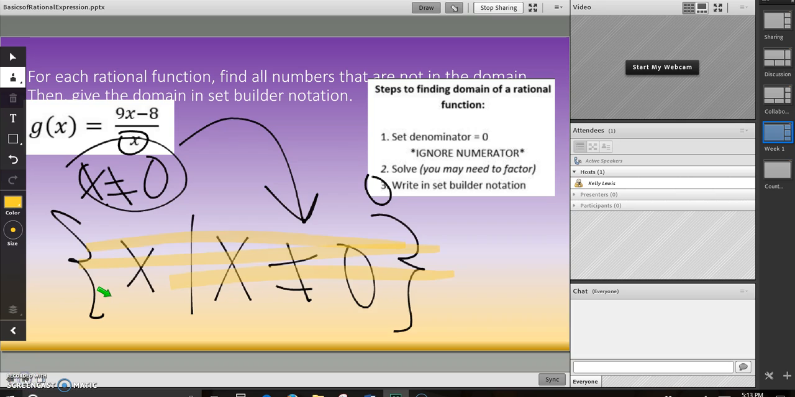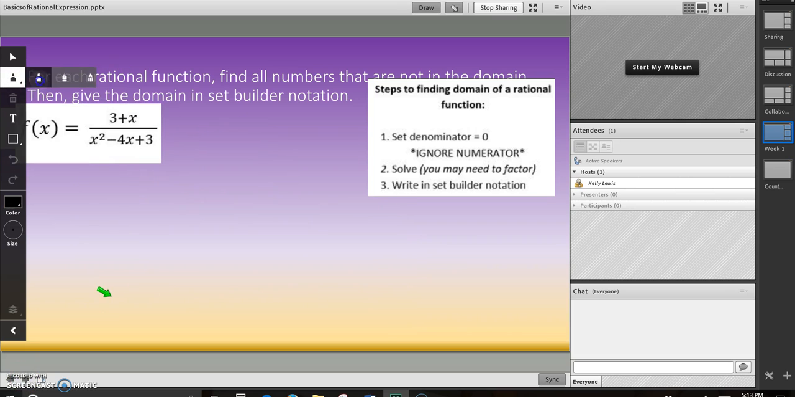Let's do another one. Right. So when we need to factor is when, hang on guys, 1 second.